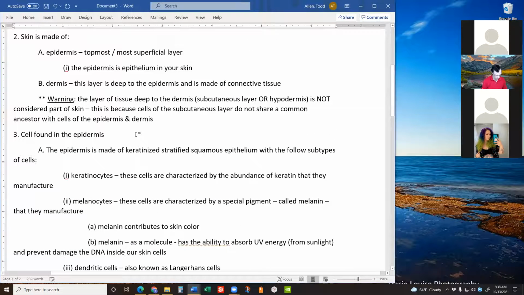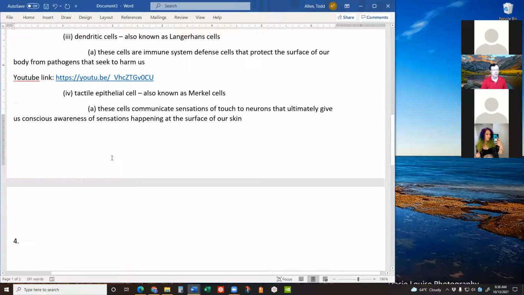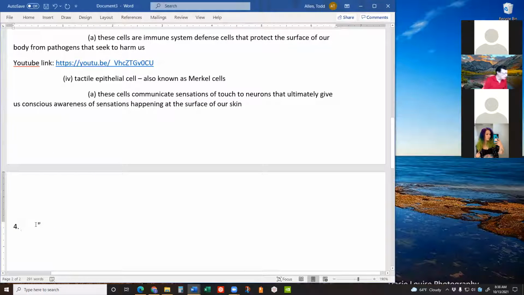So let's see, for number 3, I should definitely reference figure 5.2 for you. And for number 4 here, we're going to talk about layers of the epidermis. That's going to be figure 5.3. Okay.